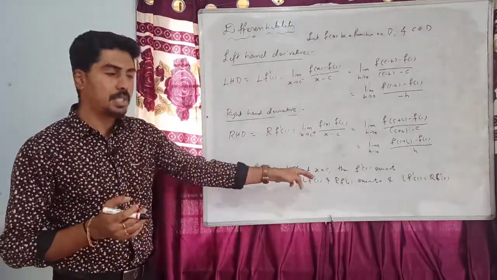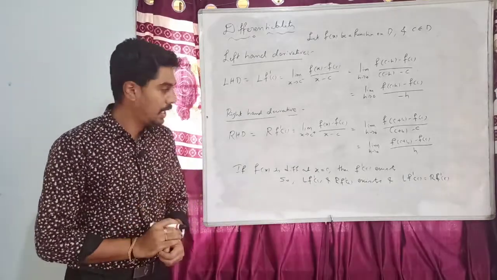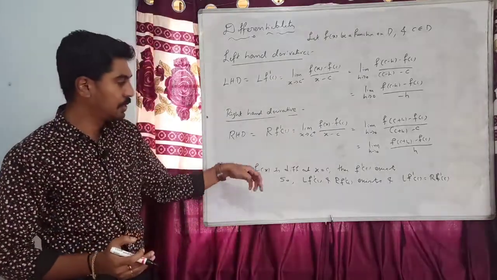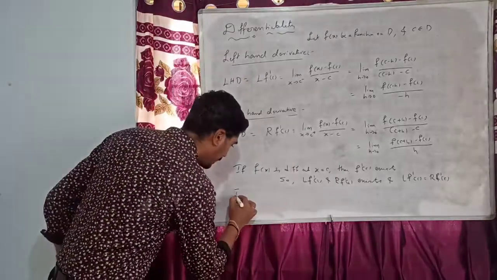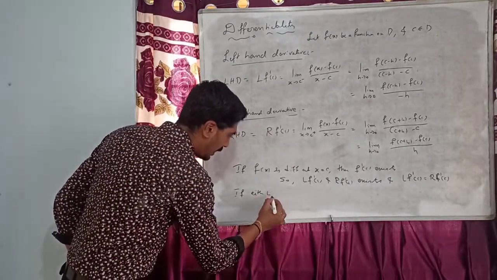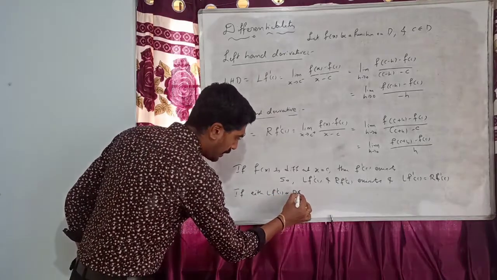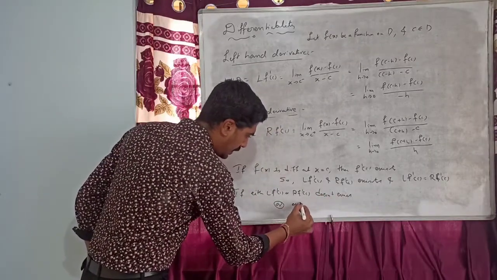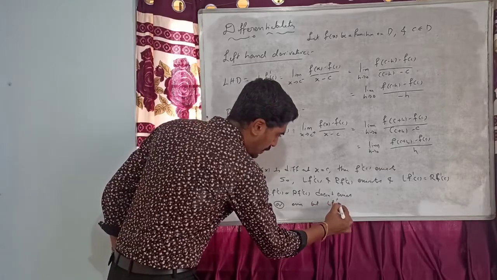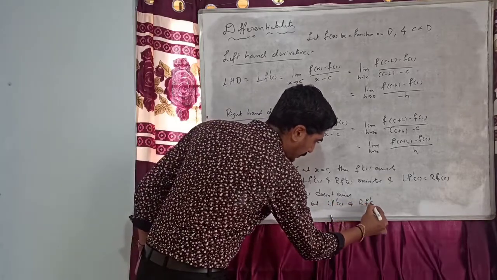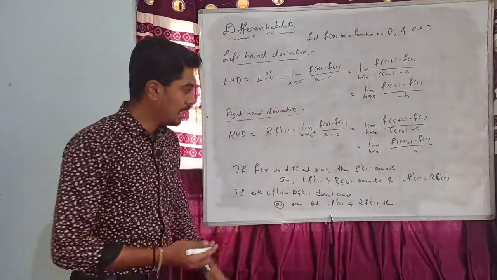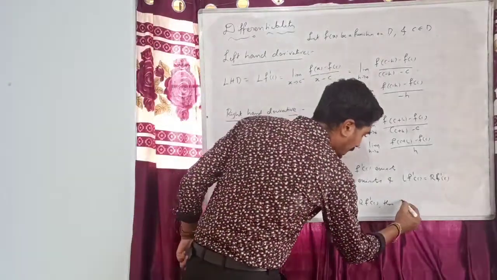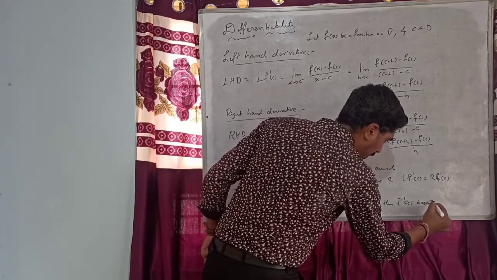Suppose L of f dash of c or R of f dash of c does not exist, or both of them exist and they are not equal, then we say that f of x is not differentiable at x equal to c. If either L of f dash of c or R of f dash of c does not exist, or exists but L of f dash of c is not equal to R of f dash of c, then clearly f dash of c does not exist. In other words, f of x is not differentiable at x equal to c.